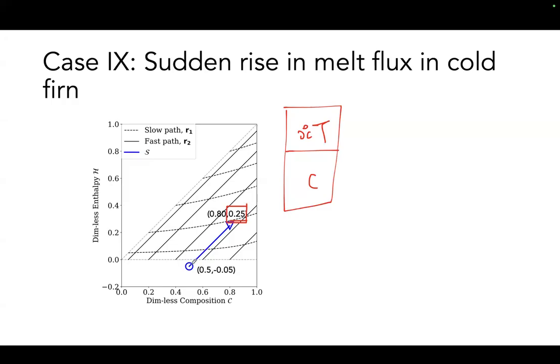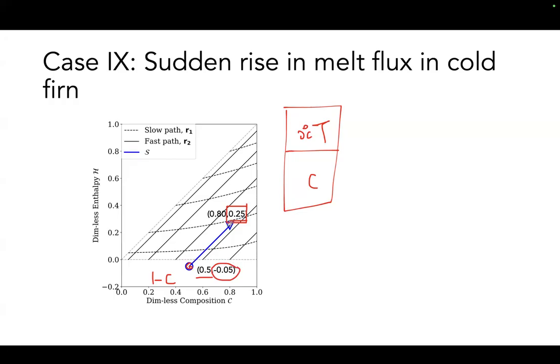And the right state is 50% porous, 1 minus C. There is no H here because H is less than 0. So 50% porous. And the temperature for this case is minus 15.84 degrees Celsius. And that will give you your enthalpy to be minus 0.5. So this is your right state.